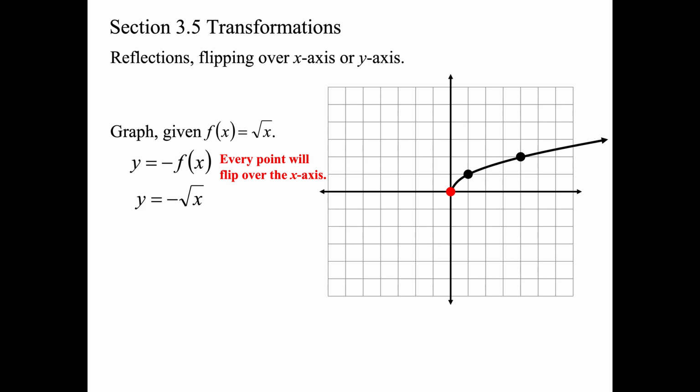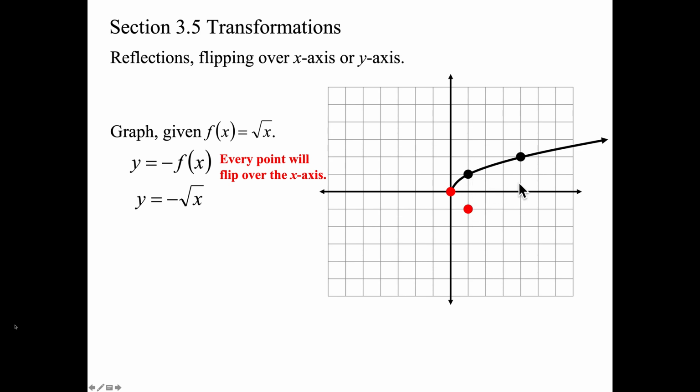0 times a negative for that y-coordinate is still 0. This y-coordinate is a 1, and if I multiply it by a negative 1, that's going to flip it over to 1 comma negative 1. It just flipped over the x-axis. So 1 above becomes 1 below the x-axis.